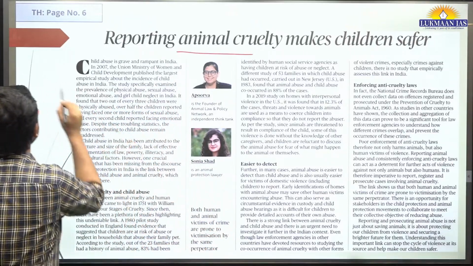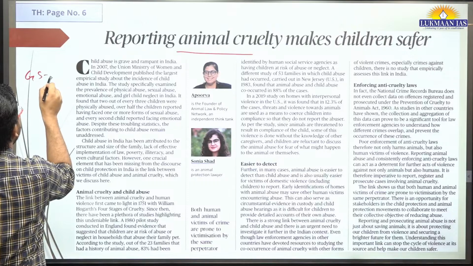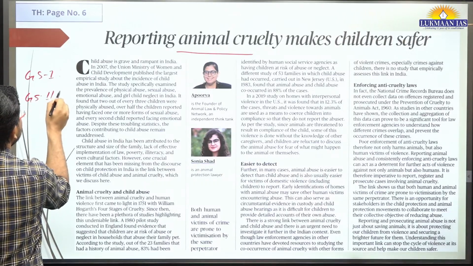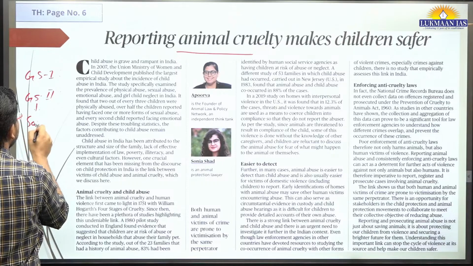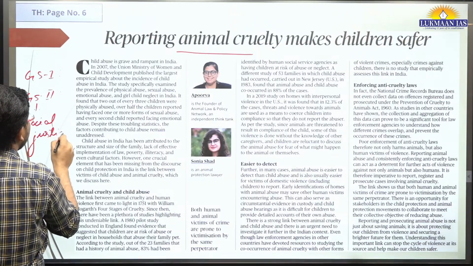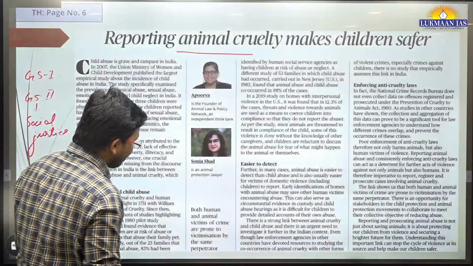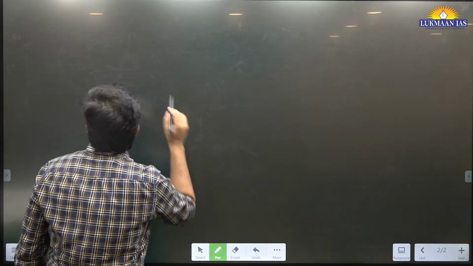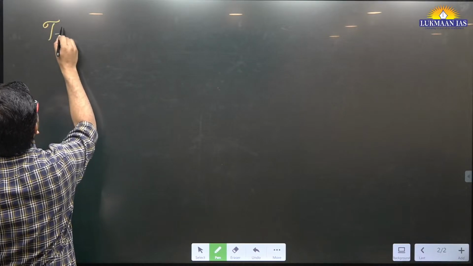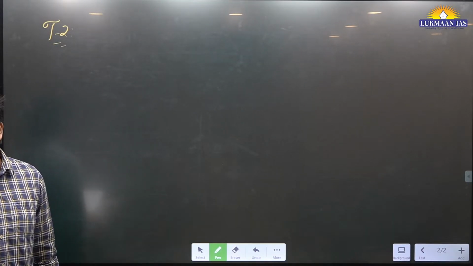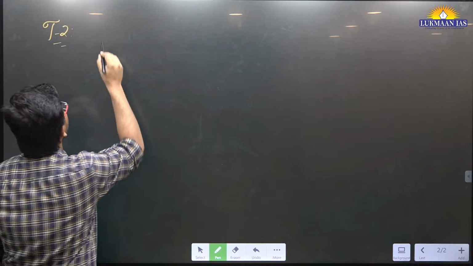So you can consider it to be part of GS paper 1 under Indian society and also GS paper 2 under social justice. So we are going to discuss this particular article in detail. Now let us quickly understand what this article wants to say. So this is topic number 2 for the day. Name of the article is Reporting Animal Cruelty Makes Children Safer.